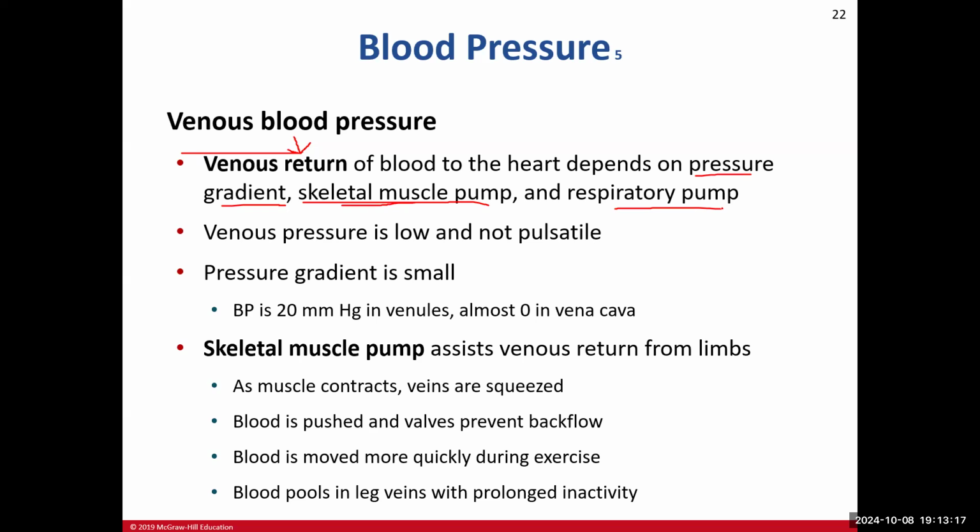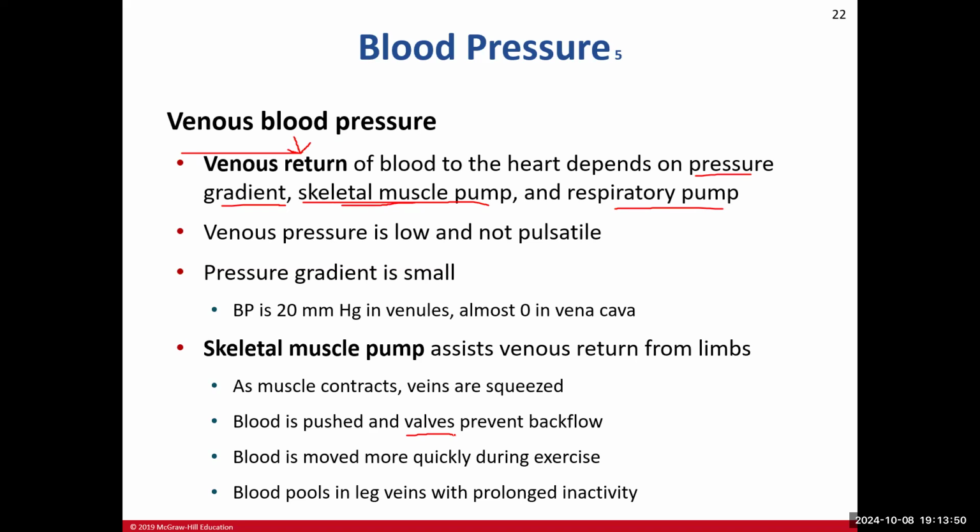So one of the ways that we've managed to get blood to move from your upper extremities and your lower extremities, primarily the lower extremities, is the skeletal muscle pump. Remember, veins have this very important structure: valves. And we know from the heart that valves prevent backflow. So the valves in your veins are going to prevent backflow.